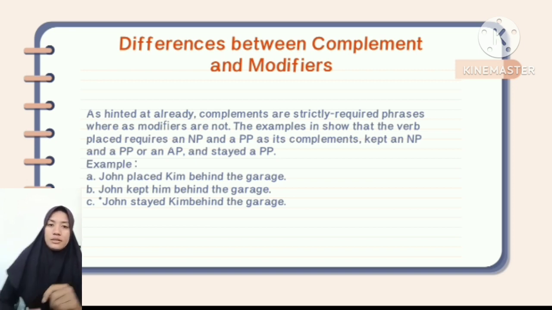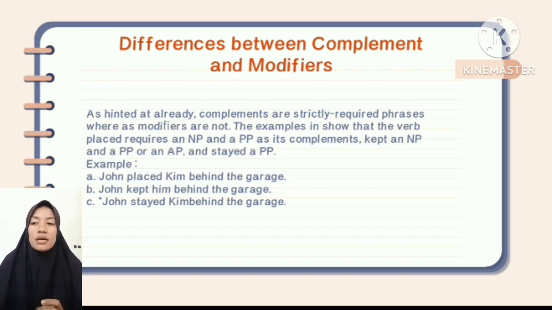For example, the first: John put him behind the garage. The second: John kept him behind the garage. And the last: John stayed him behind the garage.